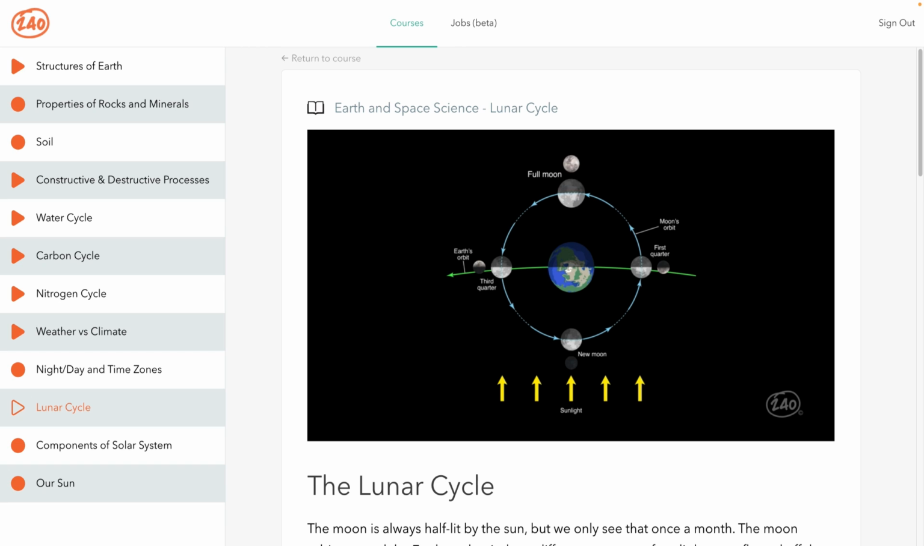A full moon occurs when the moon is behind the Earth in relation to its position to the sun. A new moon occurs when the moon is in front of the Earth in relation to its position to the sun. The quarters will occur halfway between a new and full moon.